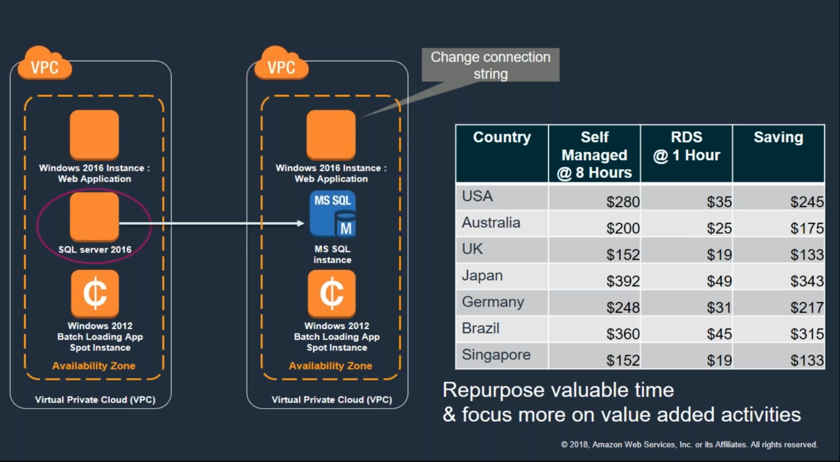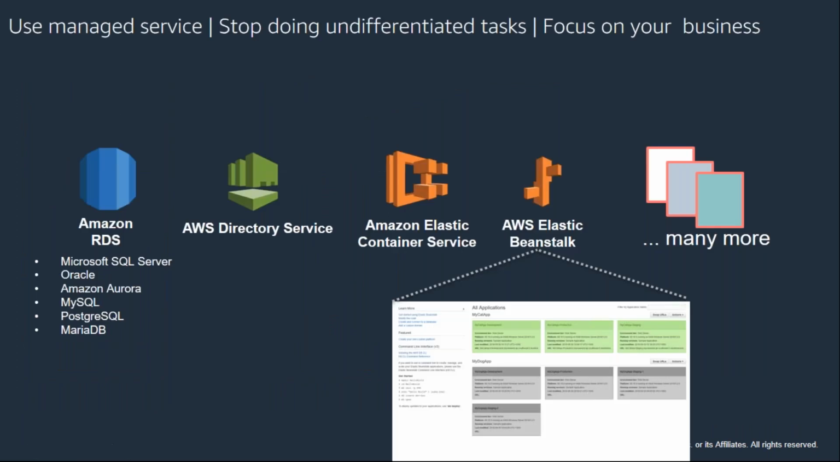Application change is very simple. You may probably change the connection string of this web application to point to the managed instance. So there are a lot of other managed services available. For example, you can run Oracle SQL database as a managed instance. If you want to have a managed Active Directory, you have AWS Directory Service. And for example, if you want to run a managed IIS kind of environment, you have Elastic Beanstalk.